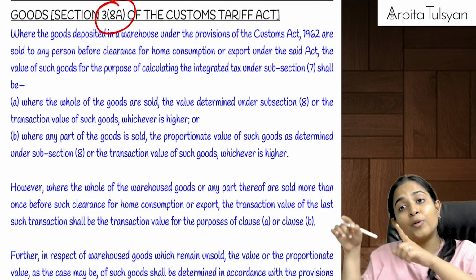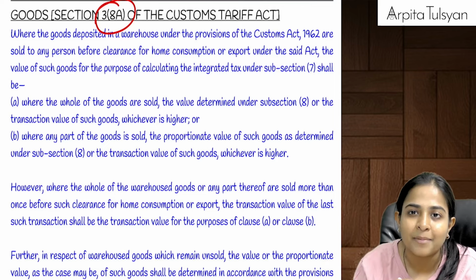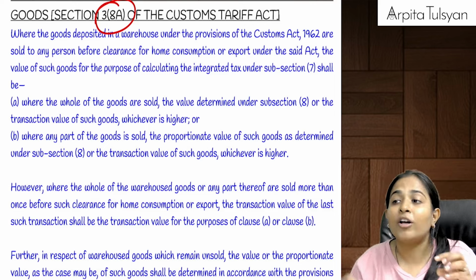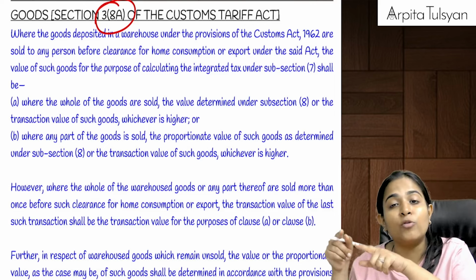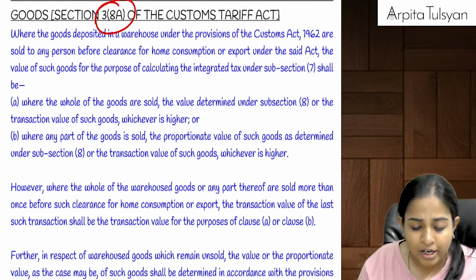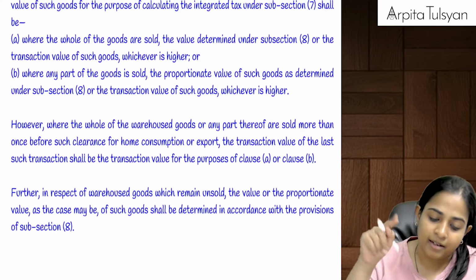Okay, the person who is ultimately going to clear it for home consumption is required to pay the customs duty. Now, on what value will that person pay the customs duty? On what value will that person pay the IGST, GST compensation cess, etc.? Okay, so here they are telling that. This we have already studied in one of the earlier chapters in GST.